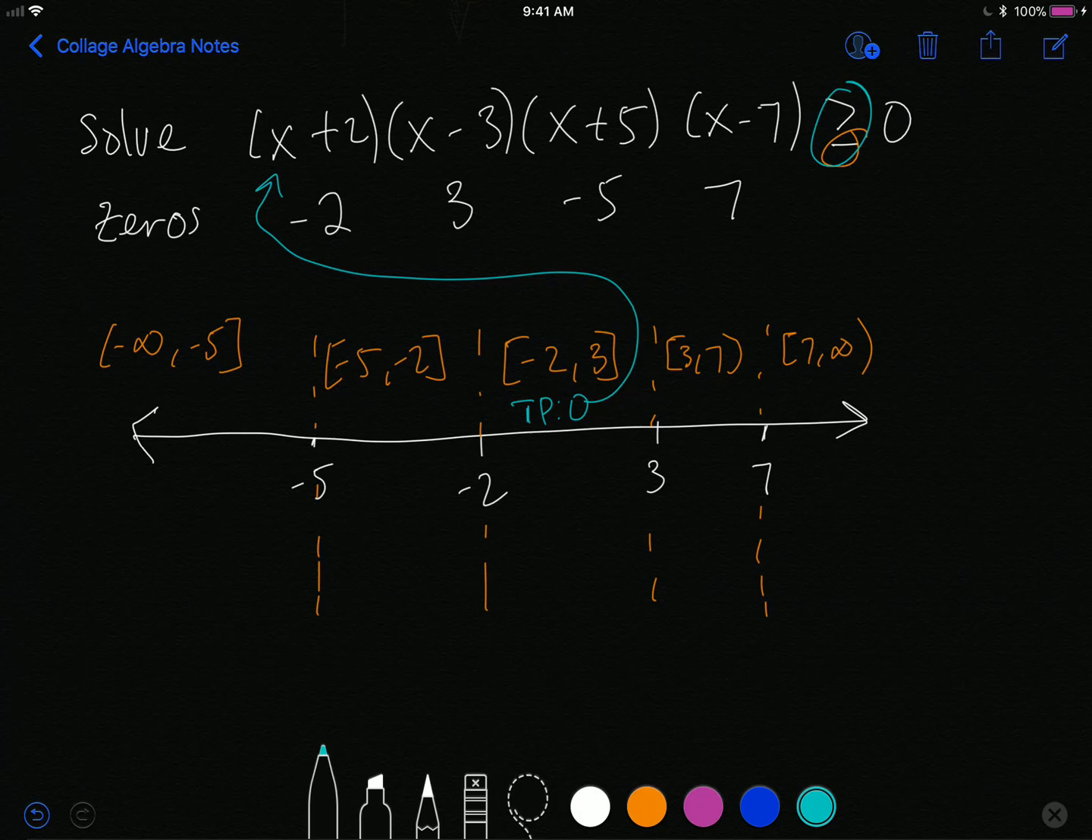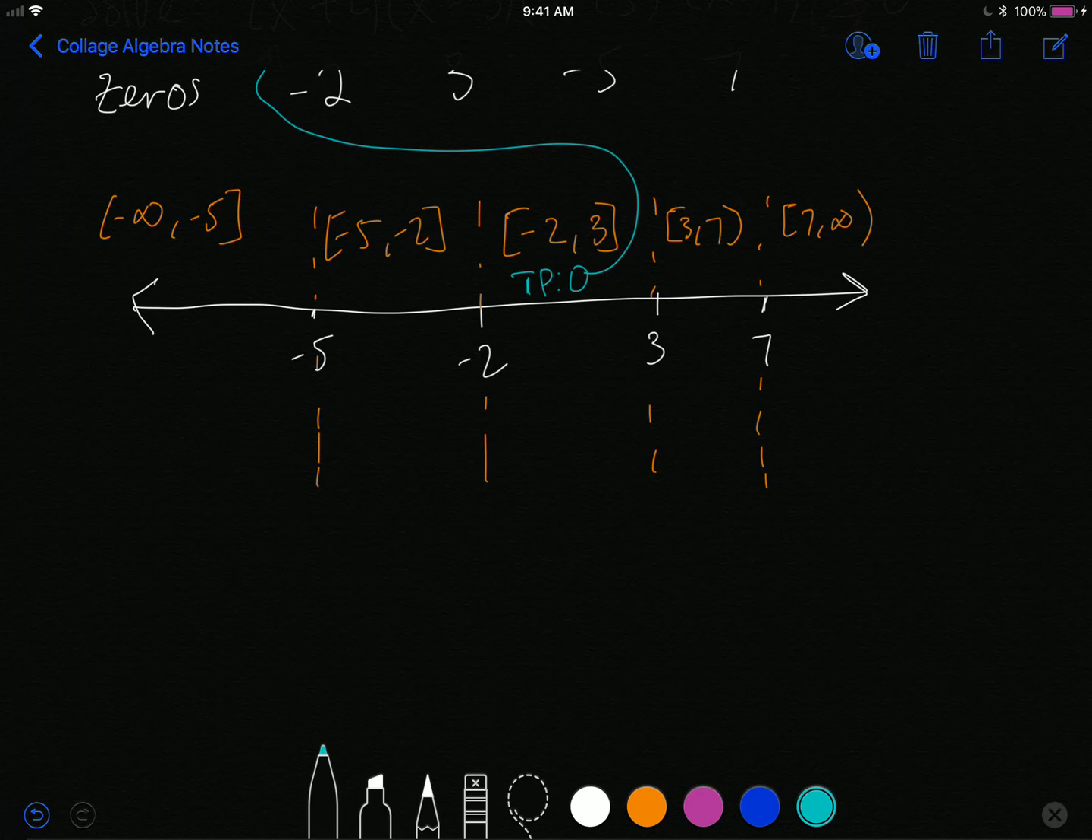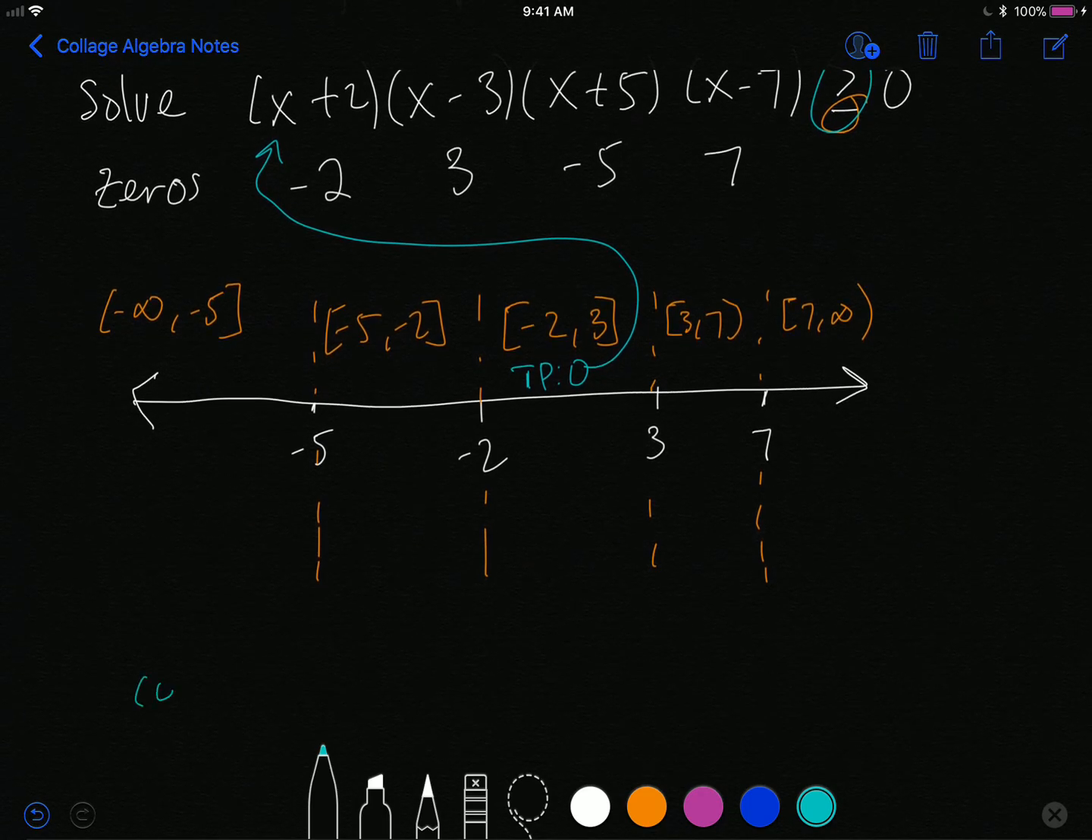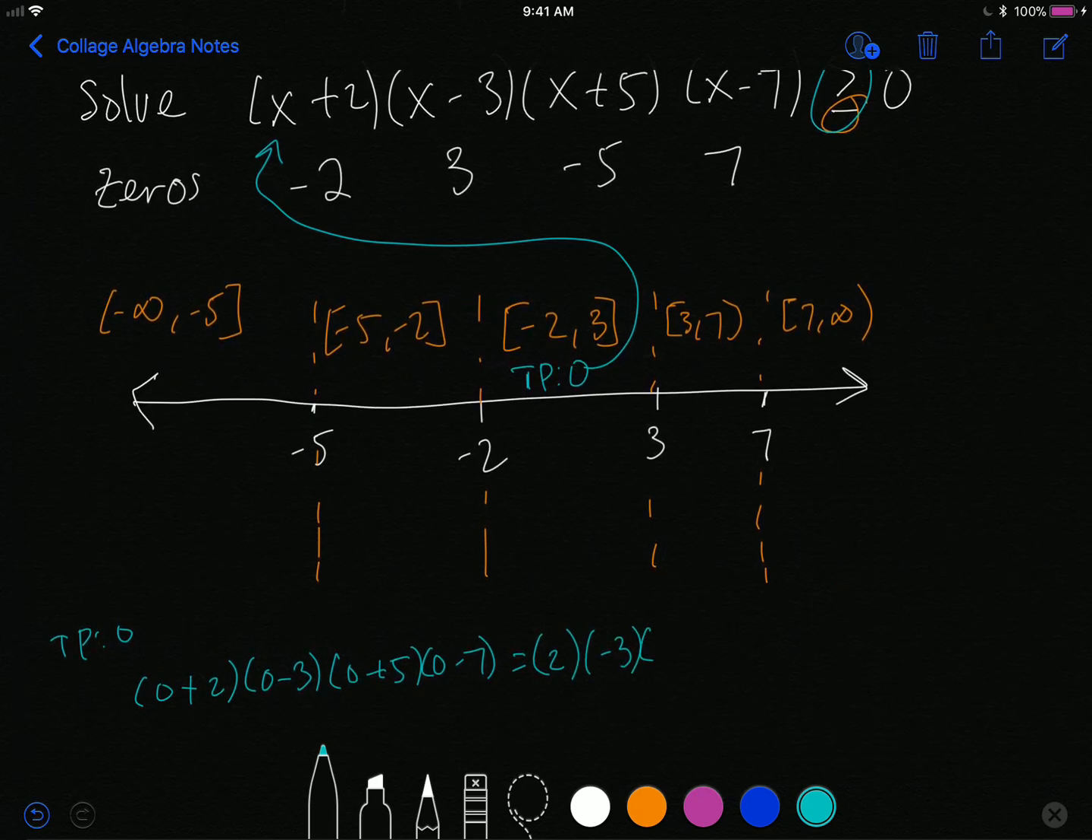If I plug in 0, let's make some room, I will get 0 plus 2, so a test point of 0, multiplied by 0 minus 3, multiplied by 0 plus 5, multiplied by 0 minus 7. And that is 2 multiplied by -3, multiplied by 5, multiplied by -7. And I want to know, is this greater than or equal to 0?